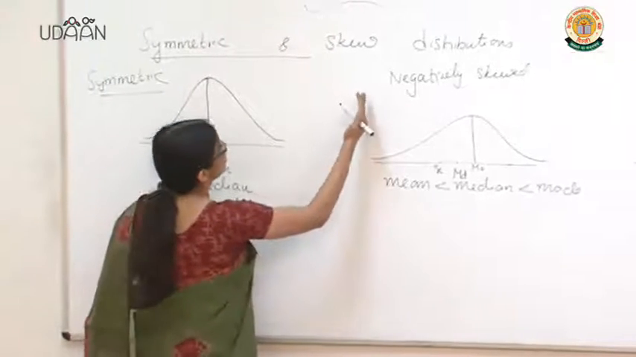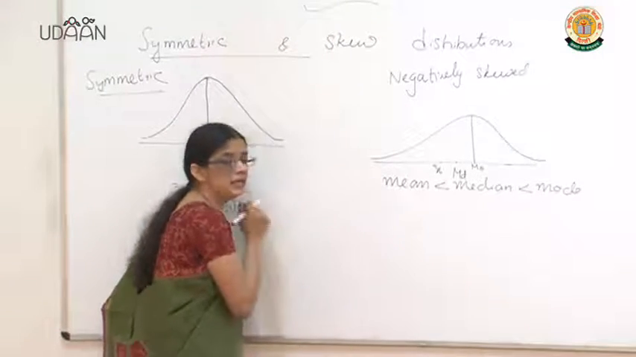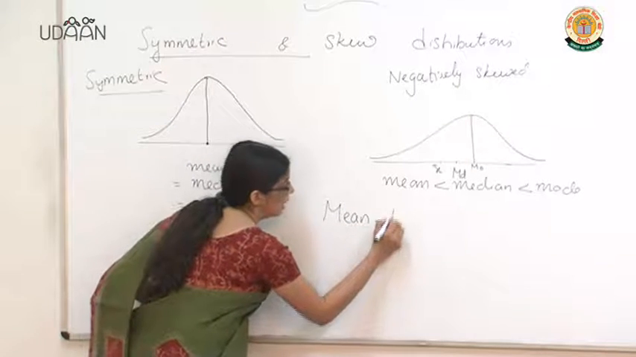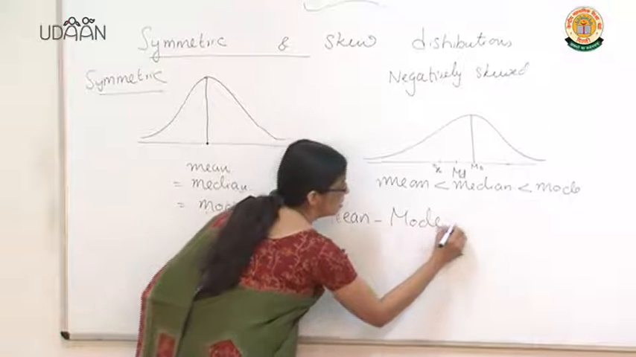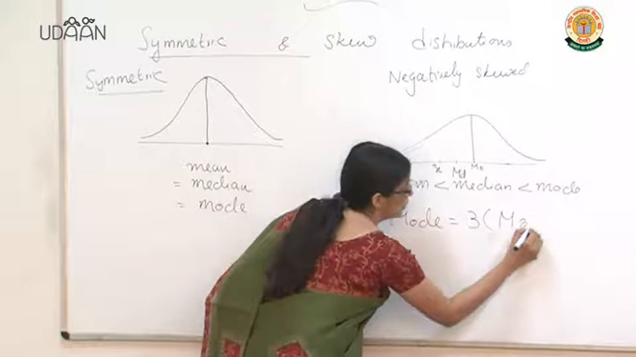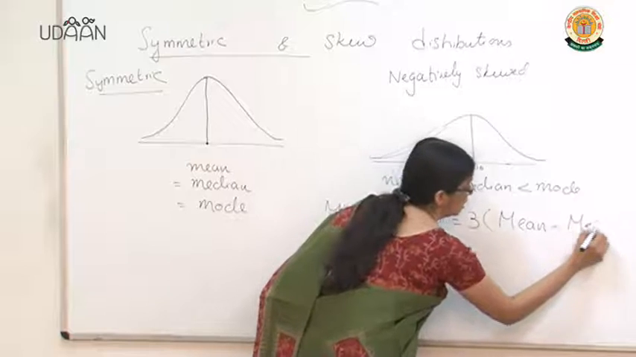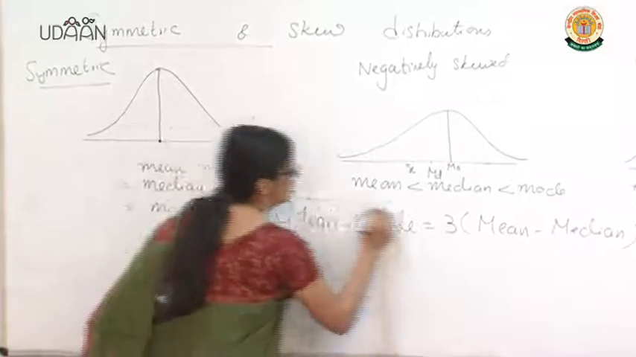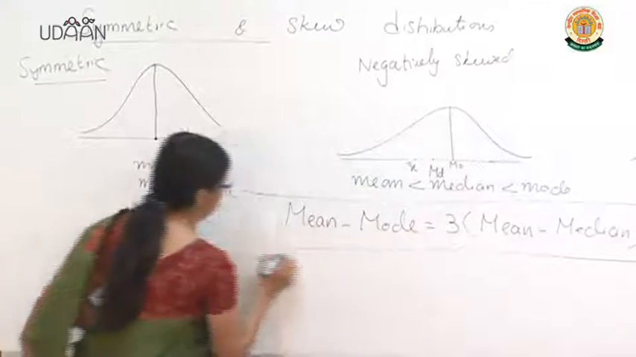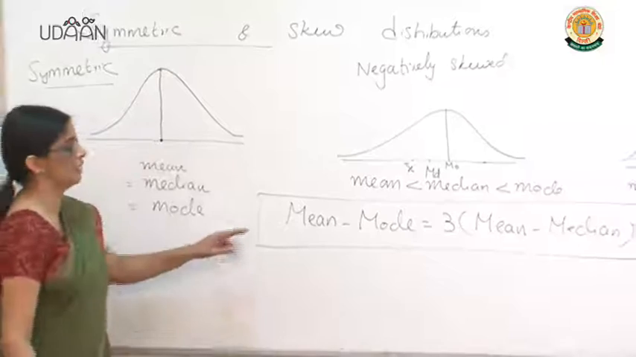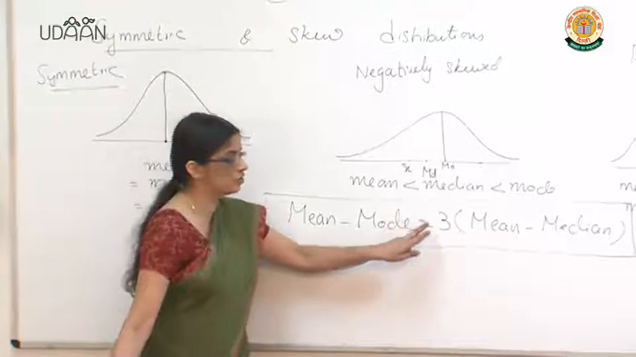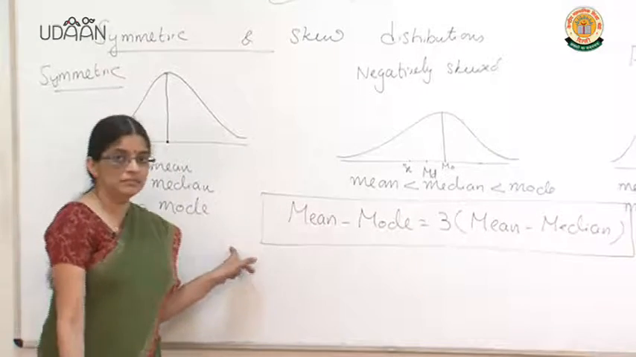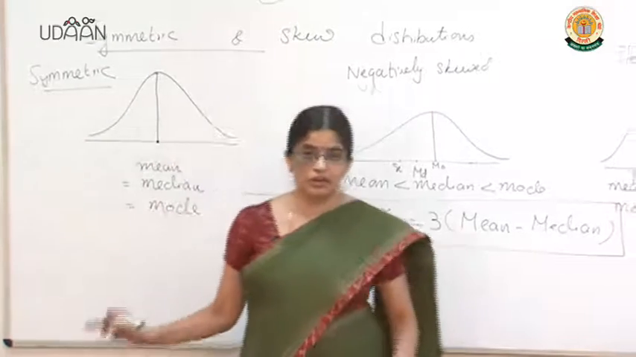In the case of skewed distribution, mean, median and mode are connected by this relation: mean minus mode equal to thrice of mean minus median. Very useful result. Learn, in the case of a skewed distribution, a distribution which is not symmetric, mean minus mode equal to thrice of mean minus median. Clear, bete? Let us proceed to the solved examples.